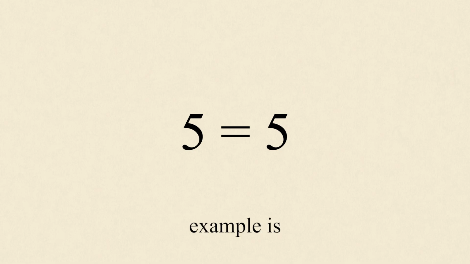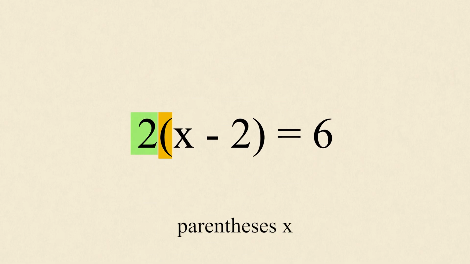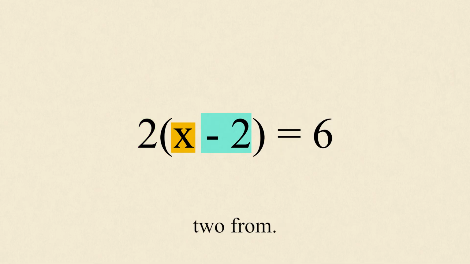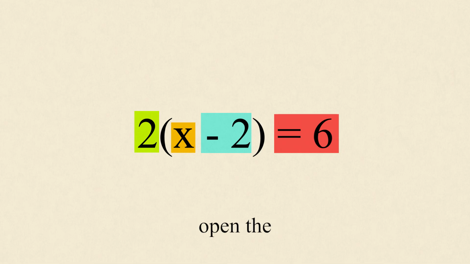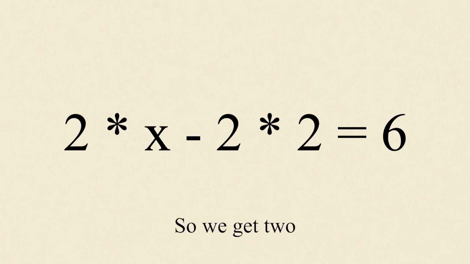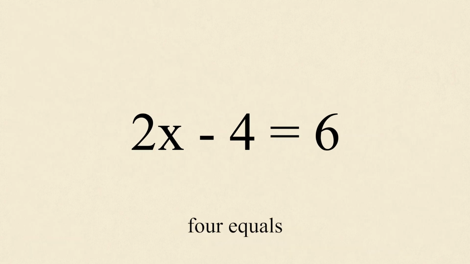The next example is 2 times open parenthesis x minus 2 close parenthesis equals 6. What number should we subtract 2 from and then multiply by 2 to get 6? First we need to open the brackets, and 2 in front of the brackets means we multiply everything inside the brackets by 2. So we get 2x minus 4 equals 6.